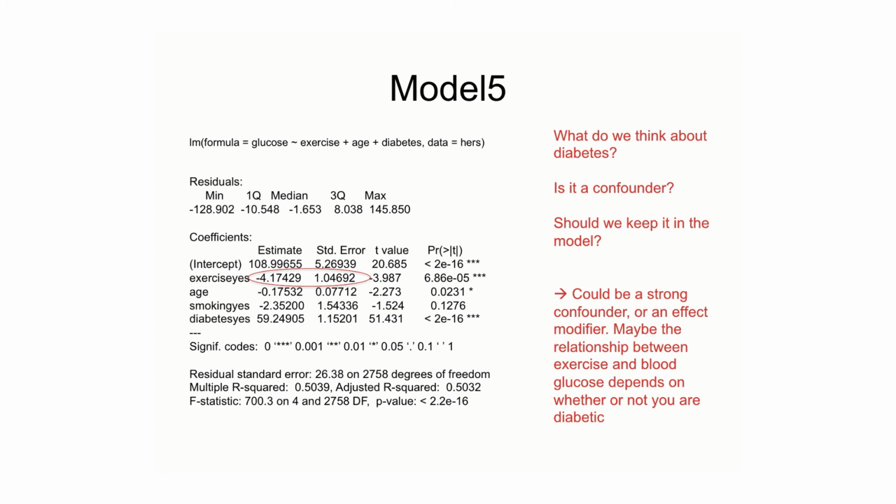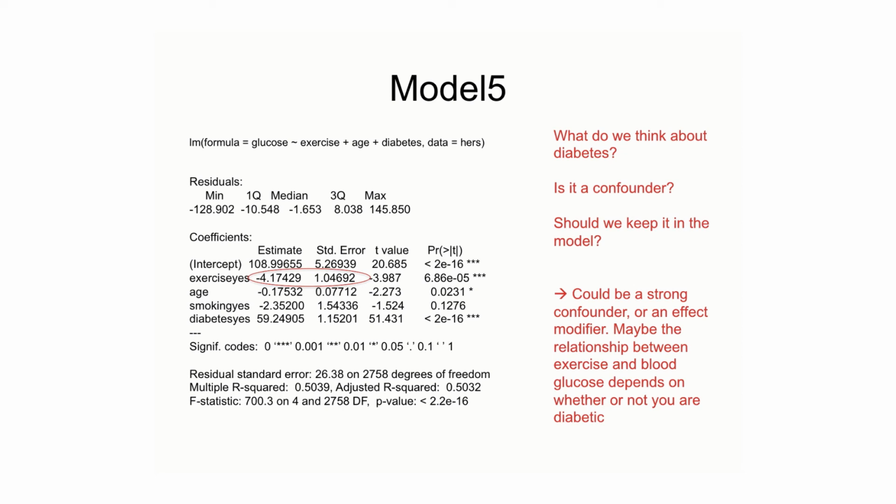So next, let's take a look at diabetes. Is it a confounder? There's a really big change in the exercise slope, so this could suggest that it's a confounder. But if we think through this theoretically, could diabetes be on the causal pathway? It's possible, so exercise could help to prevent or delay diabetes, and diabetes of course affects glucose levels, so it might not be appropriate to adjust for this as a confounder.